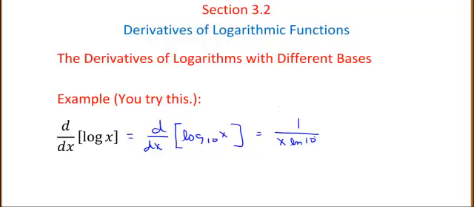All right, now in the next video, we'll go on to use some of these formulas to take more involved derivatives.